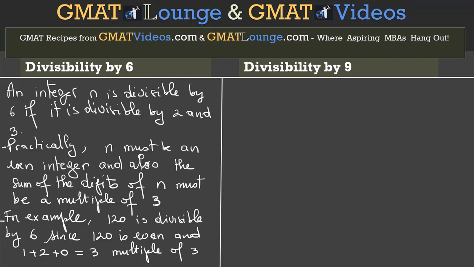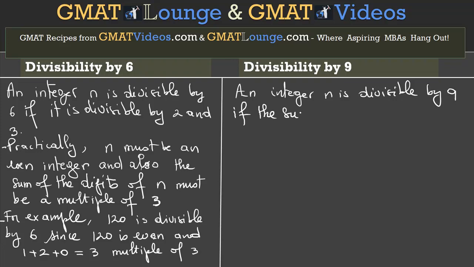Let's write it down. An integer n is divisible by 9 if the sum of its digits is divisible by 9, is a multiple of 9 if you want. Remember, sometimes I say divisible, sometimes I say multiple. Either one, it's the same thing.